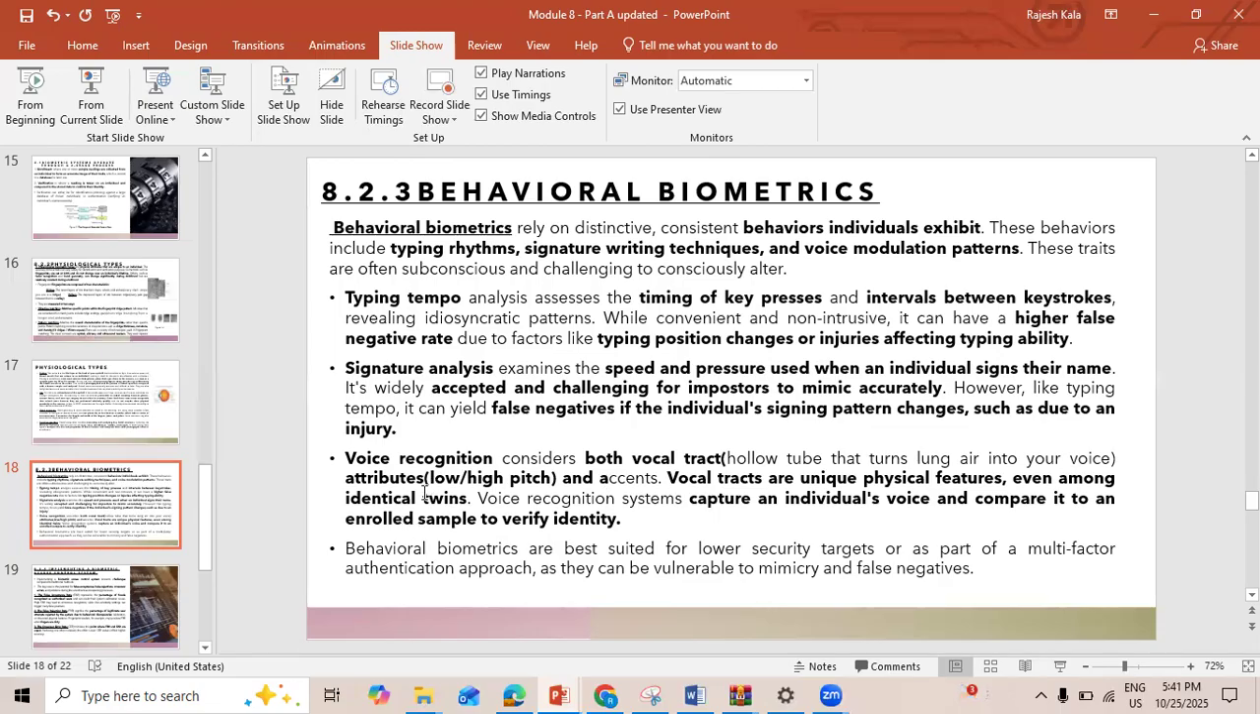Even twins have different vocal tracts. You cannot have the same vocal tract, the same hollow tube. So each one will have a different type of voice because of this vocal tract. They will enroll or capture this voice and store it in the database. Then once you are entering the particular system or access room, they will verify your voice with the one stored in the database. If it matches, they will identify you, otherwise they will not.